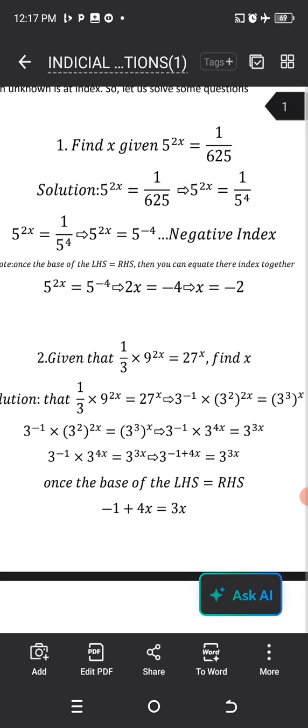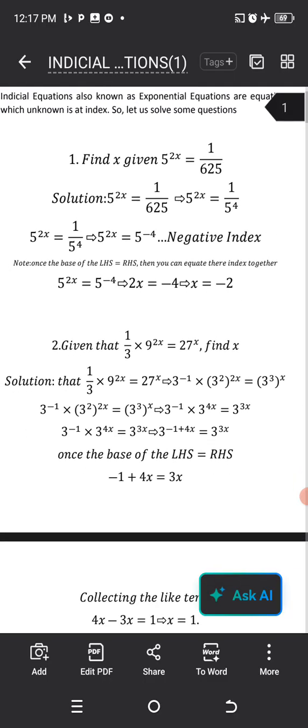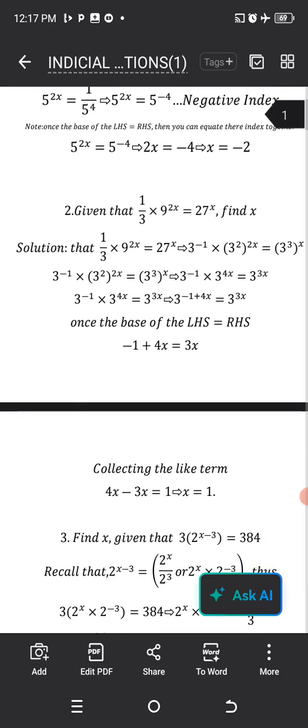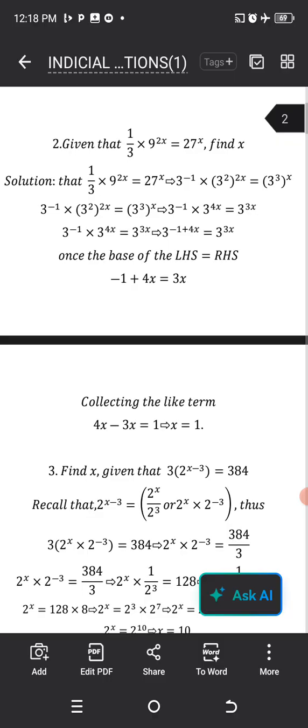Let me zoom out and go through the first example solution. Go to example 2. This is the solution. Before I explain, you can check through and do it by yourself first, then compare the solution with each other.